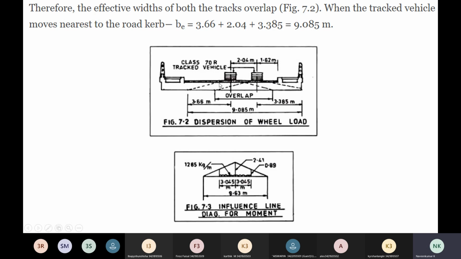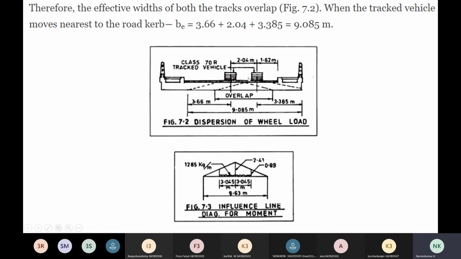The width of the carriageway is 7.5. Then footpath is provided on both the sides. The footpath width is 1.5 on the one side as well as 1.5 on the other side. So in total, it is 9 meters. The width of the deck slab which you're going to design is 9 meters.